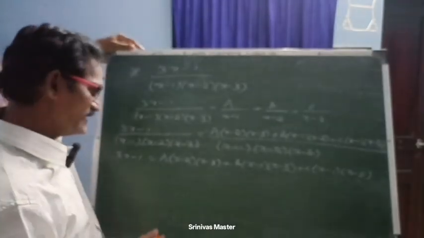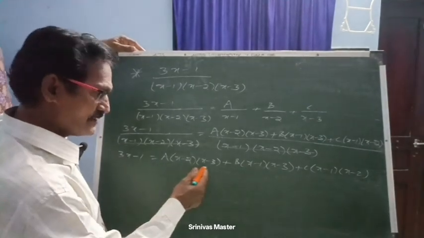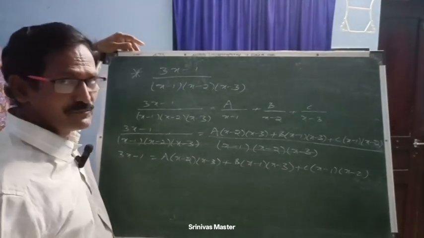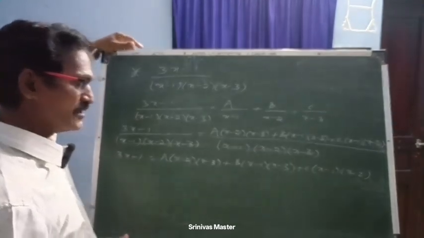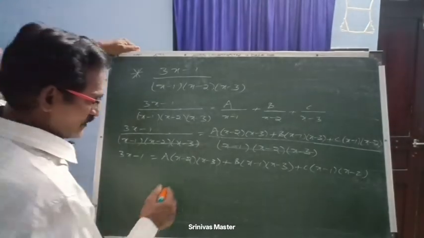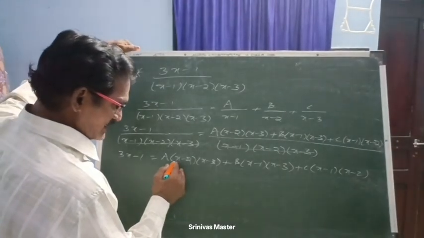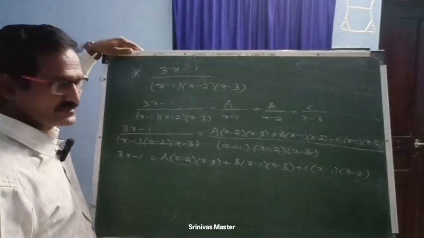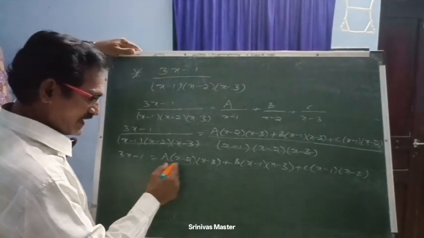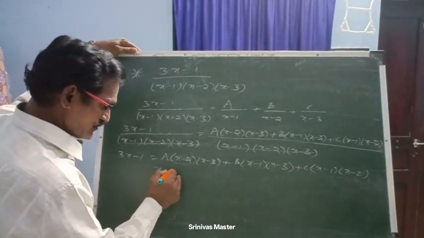Other than that, from these polynomials, consider any one of the polynomials and make it 0. Okay, suppose you take x minus 2, okay? If you take x minus 2 equal to 0.